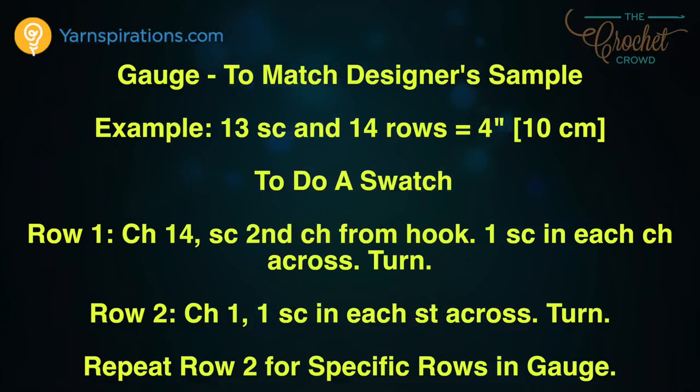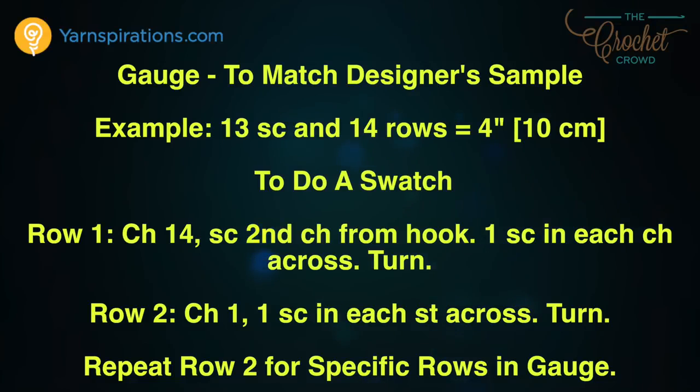So to do this swatch, because it's single crochet, you will just need to chain 14 and single crochet in the second chain from the hook, and then 1 single crochet in each stitch across and then turn. Then in row 2 just chain 1 and 1 single crochet in each stitch and turn. So you'll do row number 2 over and over till you get to the prescribed rows in the swatch. Then stop and measure. Don't cut your yarn, just make some decisions and then pull out the yarn to actually use on your real project.